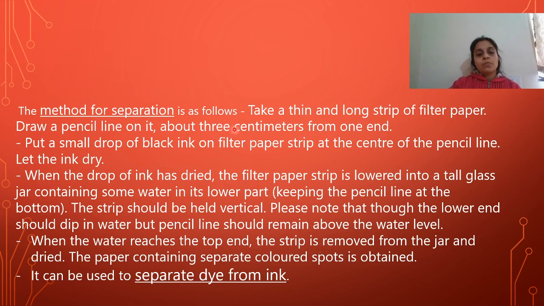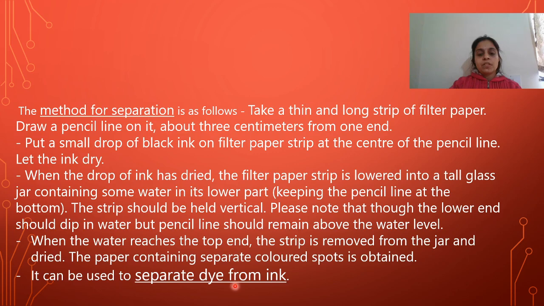How to proceed with the process? Take a thin, long strip of filter paper, draw a pencil mark about 3 centimeters from one end, and put a small drop of black ink on the filter paper strip at the center of the pencil line. Let the ink dry. When the drop of ink has dried, the filter paper strip is lowered into a tall glass jar containing some water in its lower part. The strip should be held vertical. Please note that the lower end should dip in water, but the pencil mark should remain above the water level. When water reaches the top, the strip should be removed from the jar and allowed to dry. The paper containing separate color spots is obtained.